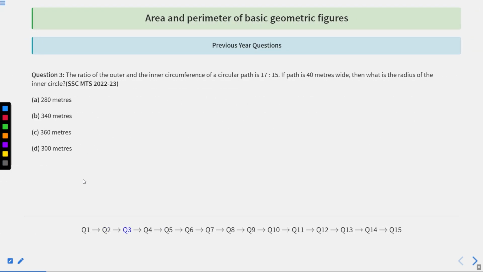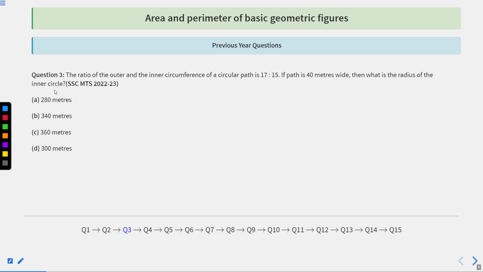Moving on to problem number 3. The ratio of outer and inner circumference of a circular path is 17 is to 15. So the ratio is given to you, of the inner circumference and outer circumference. The ratio of these two circumferences is provided to you. If the path is 40 meters wide, then what is the radius of the inner circle?